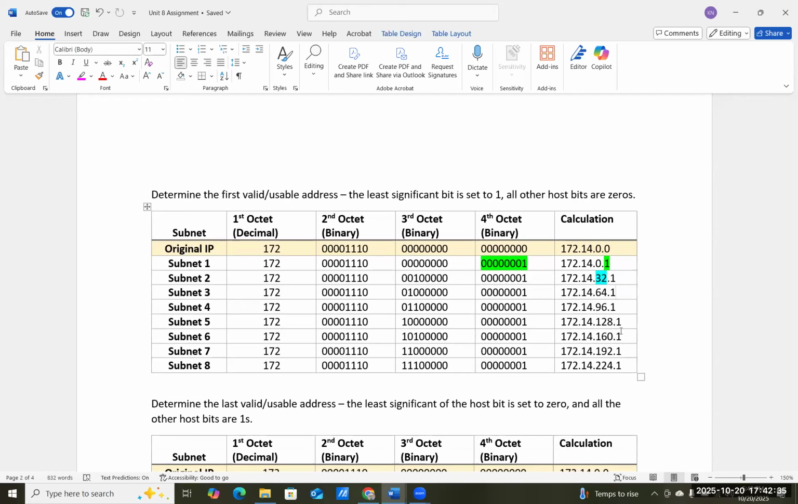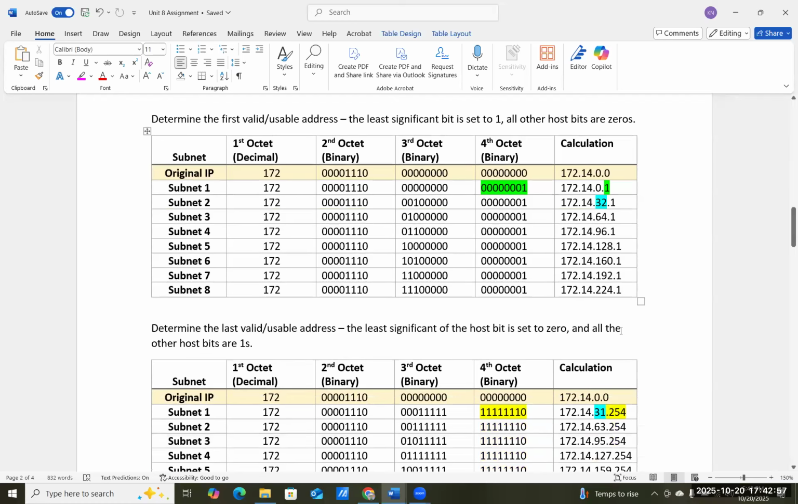So we have the beginning of the usable address. Now we just need to determine the last usable address. Because when you make a scope, remember when you created your DHCP server, you have to put in the start and the end address, right? So what we need to do is find what is the last usable IP.